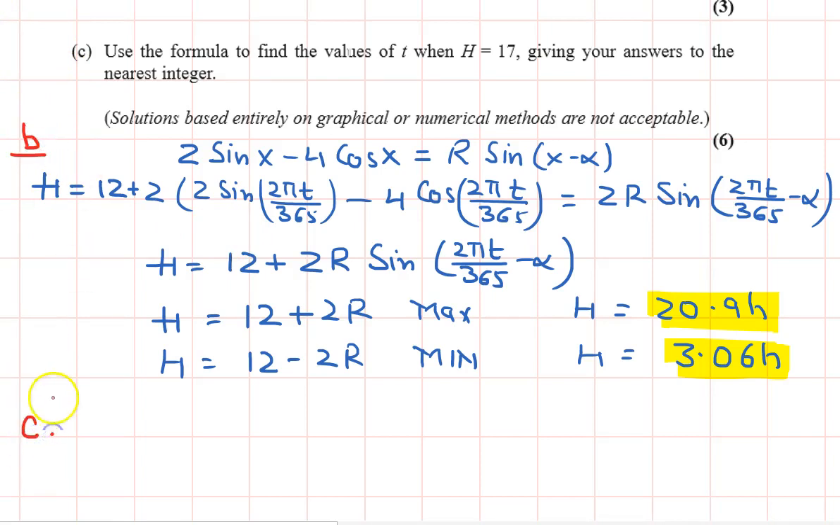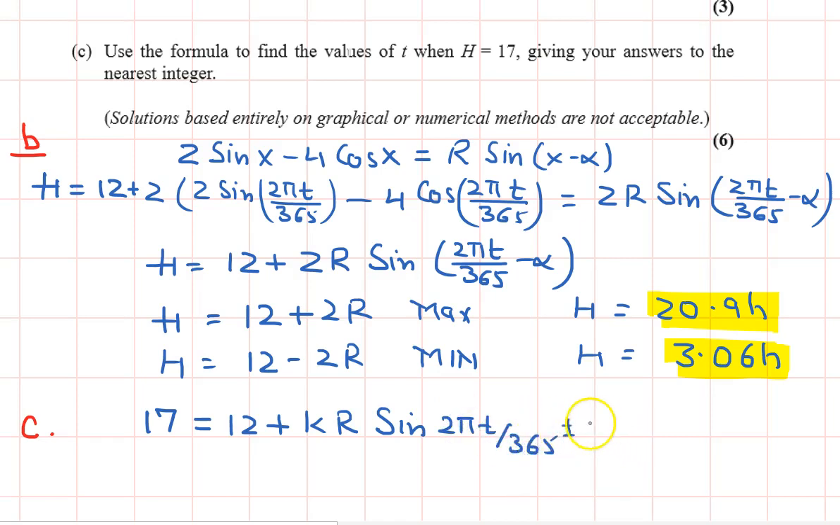Now part C. Use the formula to find the value of t when h is equal to 17. So we can write this formula: h is equal to 17 is equal to 12 plus, this is 2r, so let's write kr sine (2 pi t over 365 plus minus alpha).